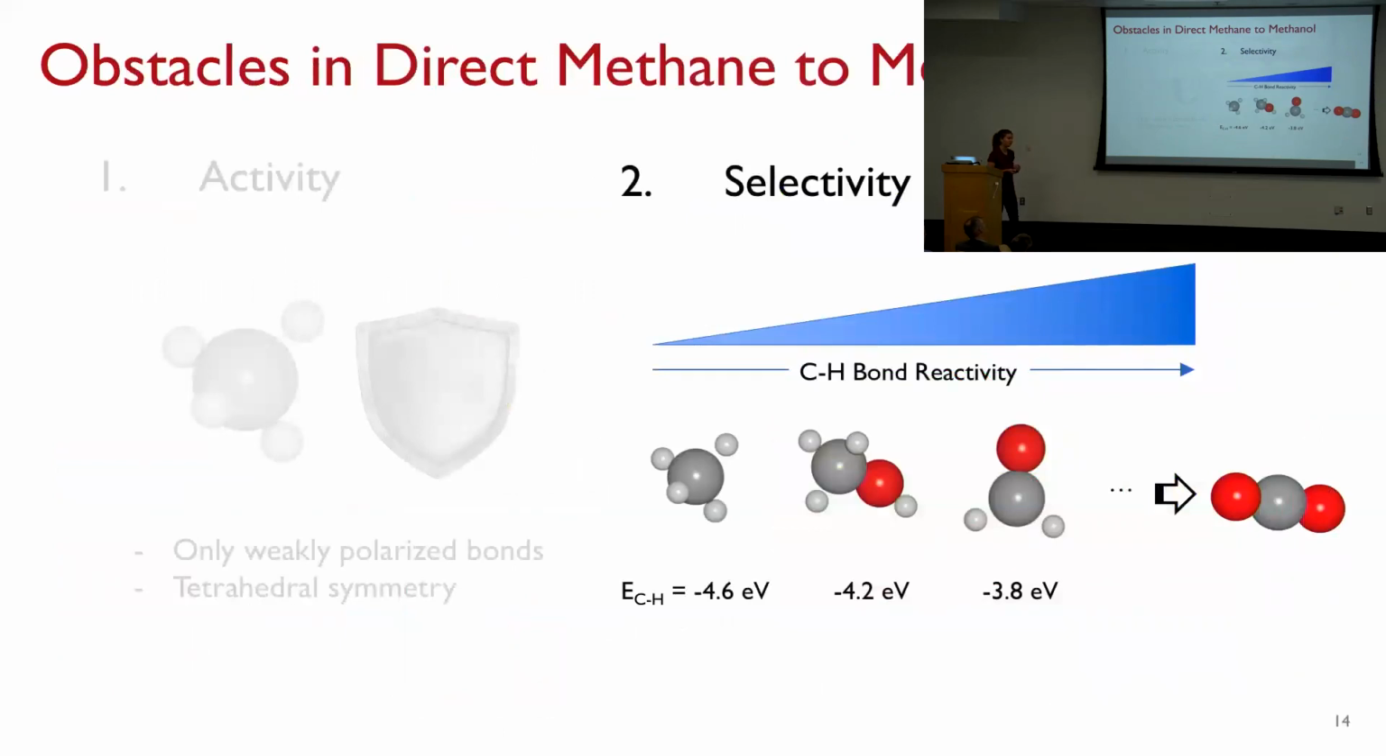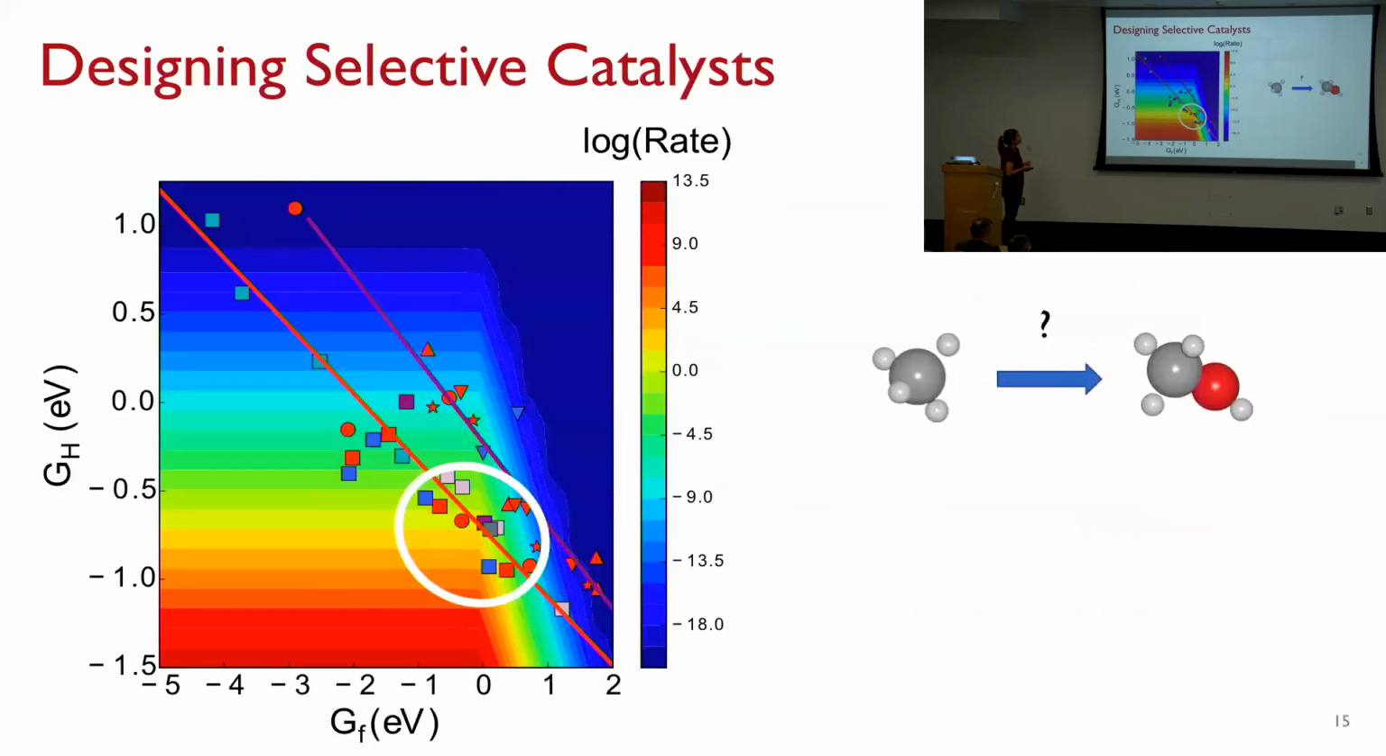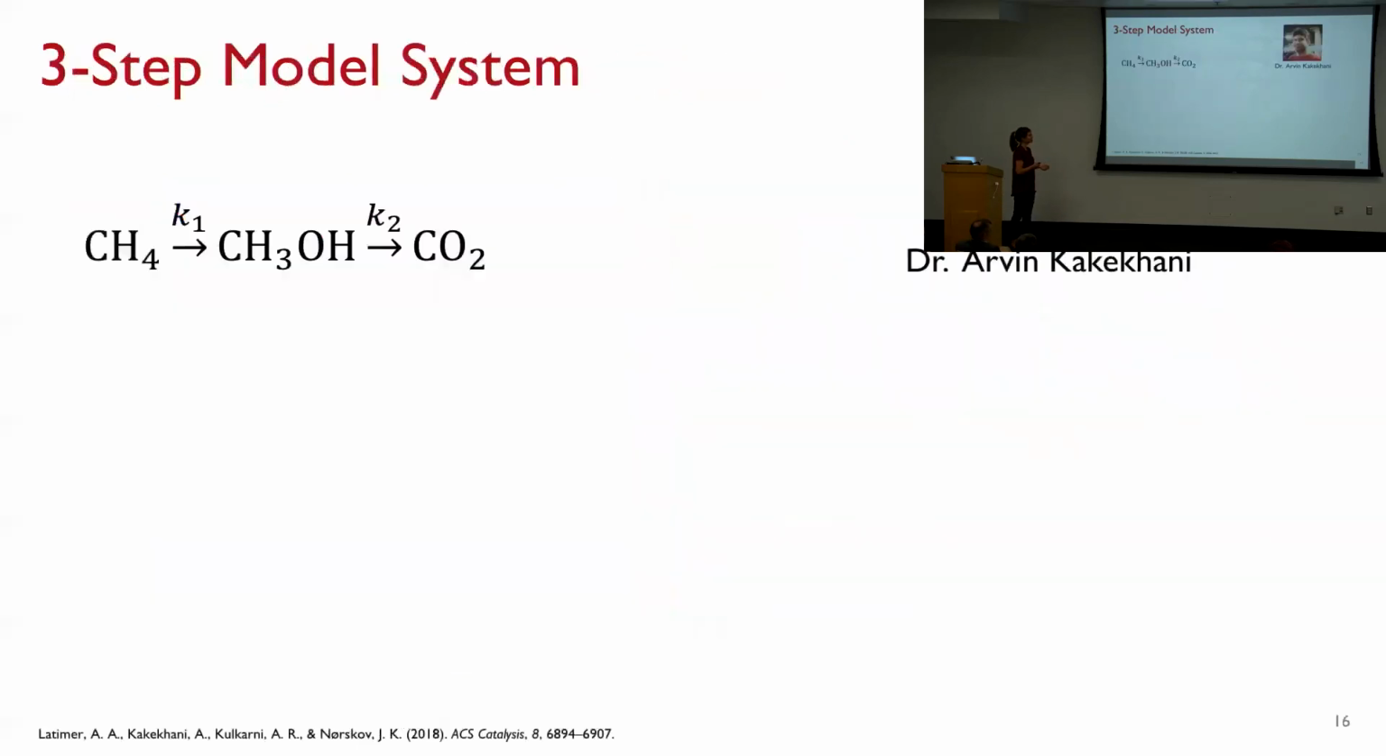Okay, so moving on to selectivity. We've explored activity a little bit, and now let's consider the selectivity question. So I just showed this volcano, and let's say now that we've done a catalyst screening, and we've identified some materials, some catalysts that fall in this active regime, maybe where the white circle is. How then do we know? So these catalysts, we believe, will be able to activate methane, but how do we know that once activated, that methane will go on to form methanol, the desired product?